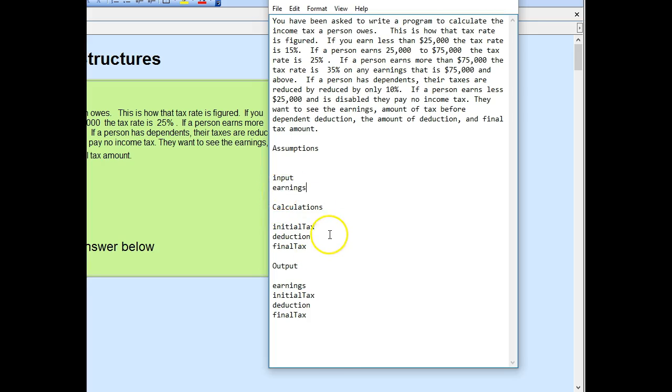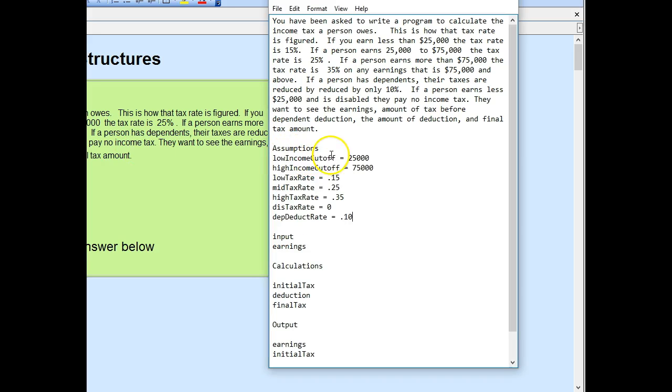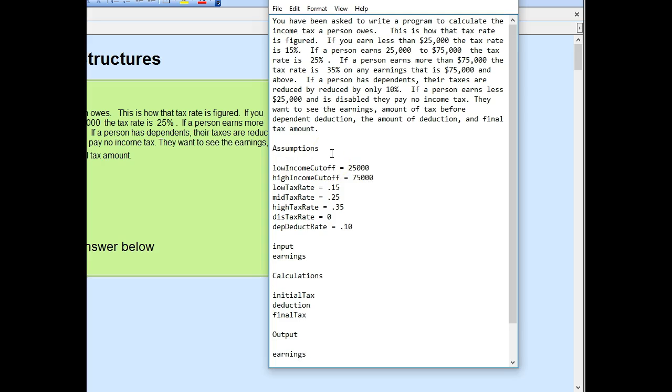Okay, before we do anything else, we go ahead and get our low-hanging fruit, which is all these numbers up here. So for speed, I'm going to go ahead and copy and paste them because I've already done them. All right, so these are just all the numbers, 25, 75, all the different rates, the zero, if they're disabled, and then the other deduction. So the next thing we want to do is come down here and figure out what these calculations are down here. Whoops.